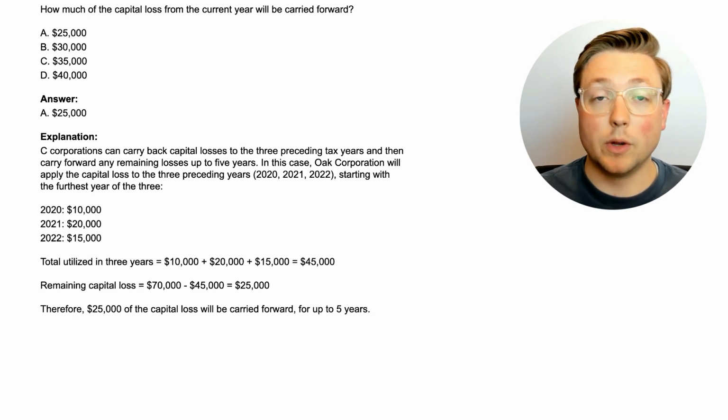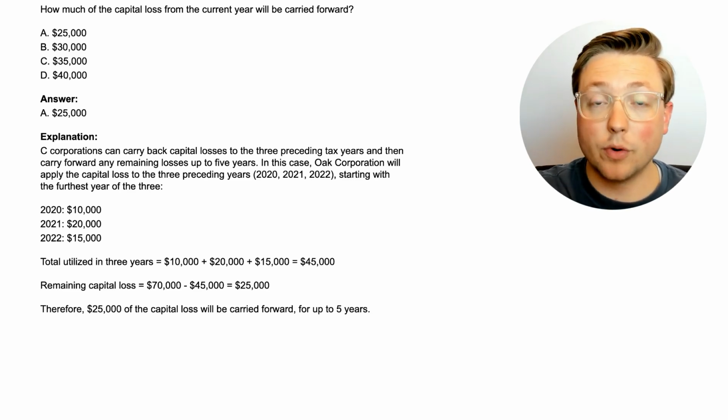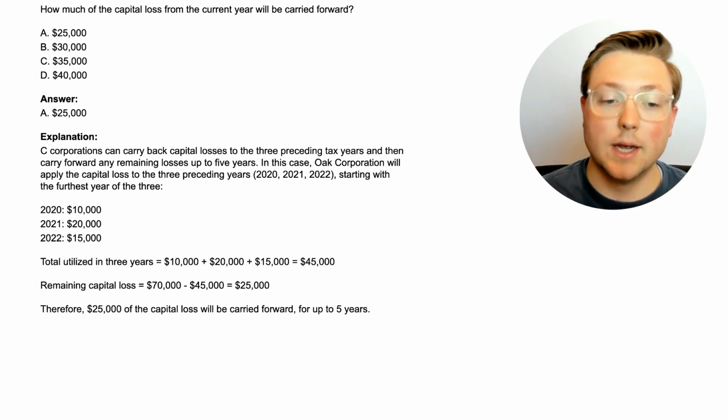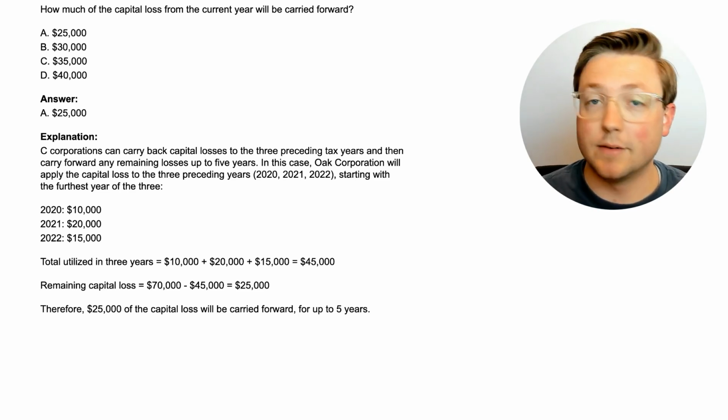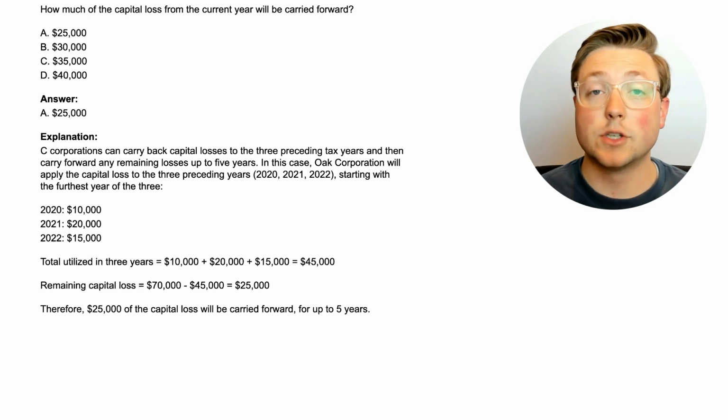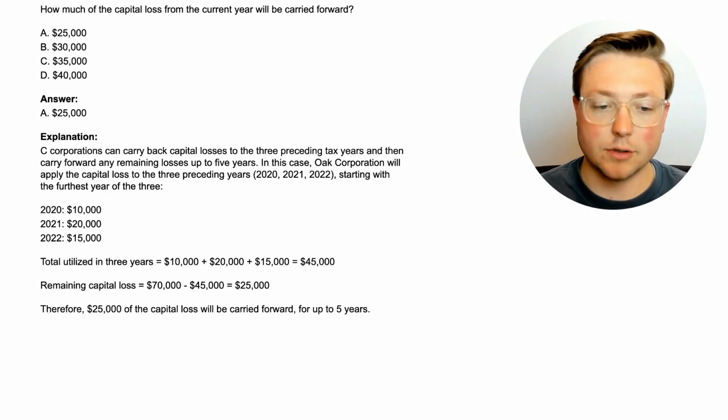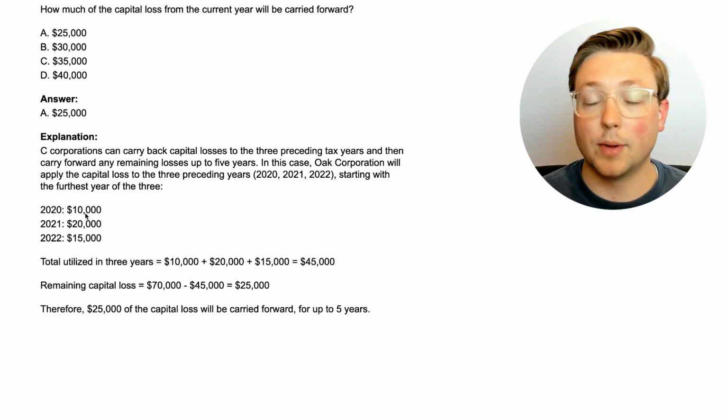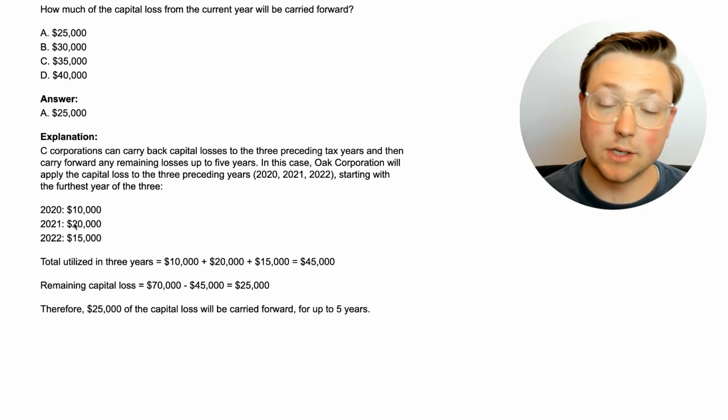So right there, we learned that even though it provided us with 4 years, we can only go back 3 years. So having 2019 there was kind of to throw you off. And you apply it starting with the furthest year, and then you get closer. So start with 2020, apply the $10,000 loss to that gain, and then if there's still a loss to be used, use it in 2021. If there's still a loss, use it in 2022.